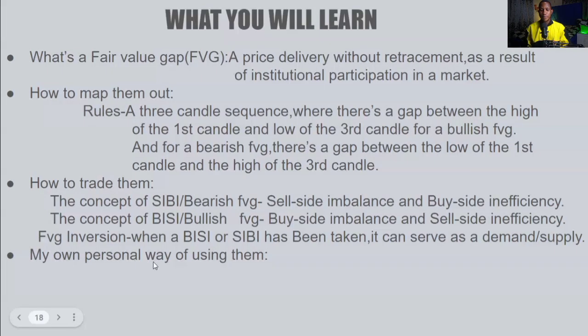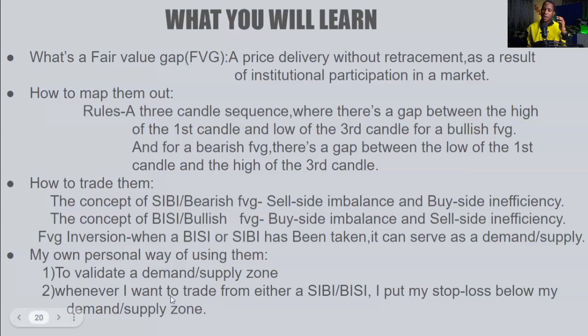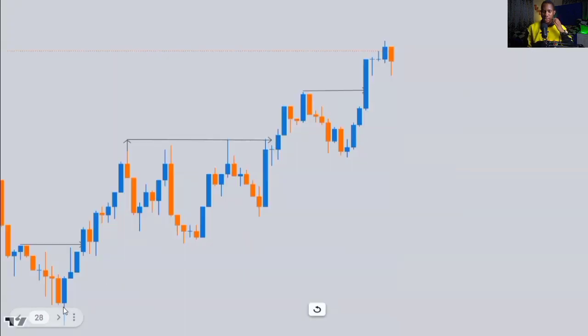So my own very personal way of using these guys is I use it to validate a demand or a supply zone, and whenever I want to trade from either a CB or a BC, I put my stop loss below my demand or a supply zone. Let me explain this using this trading example.